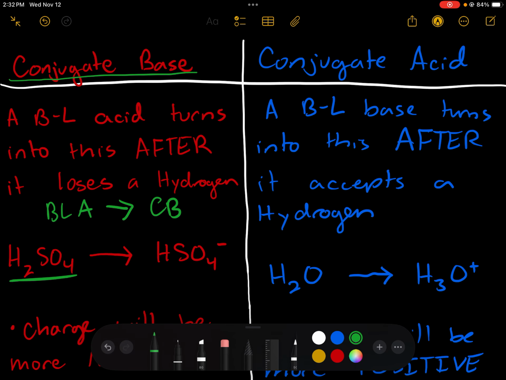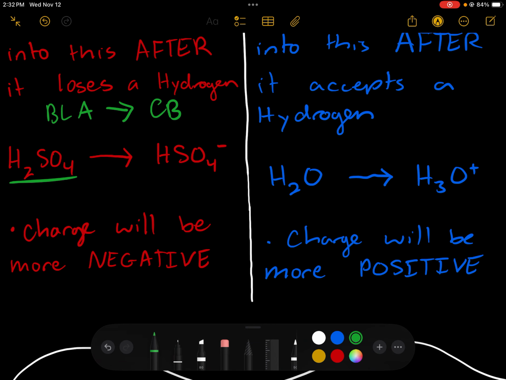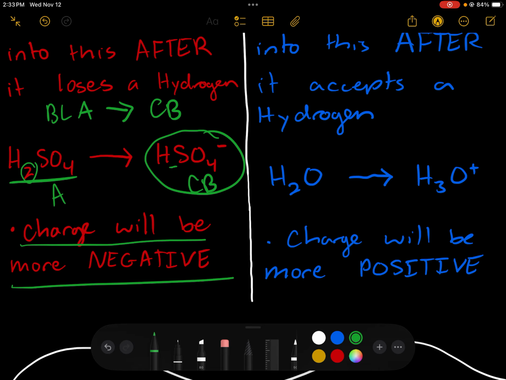Let's take sulfuric acid, H2SO4. H2SO4 is an acid. It's an Arrhenius acid, and it's also able to act like a Bronsted-Lowry acid because it has hydrogens that it can lose. So once it gets rid of one of those hydrogens, you can see this 2 here disappeared on the other side. What it has turned into is a conjugate base because H2SO4 and HSO4- are almost the same compound. HSO4- is just missing a hydrogen. So literally the acid has turned into a conjugate base over here. To identify a conjugate base, you'll notice that most of the time their charge is going to be more negative than the original acid.